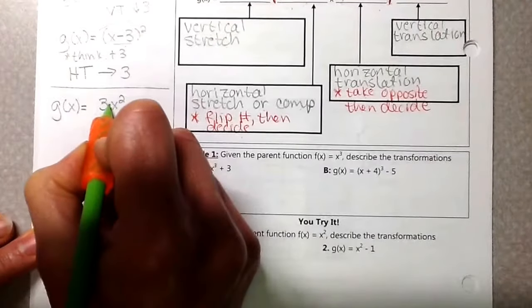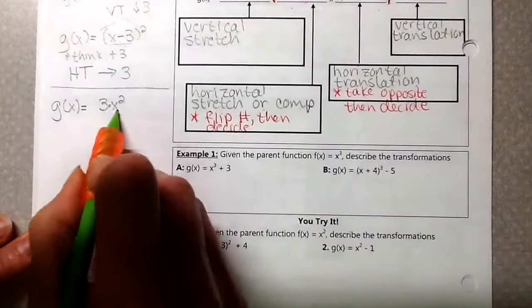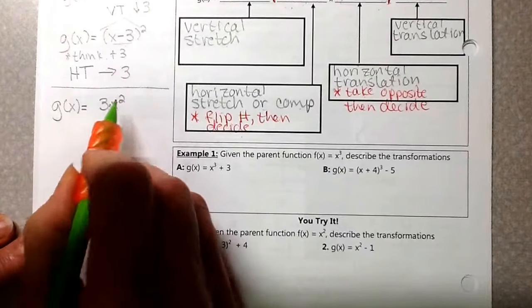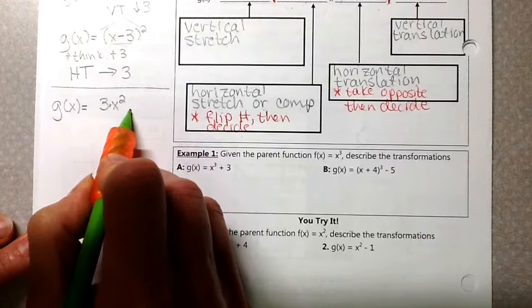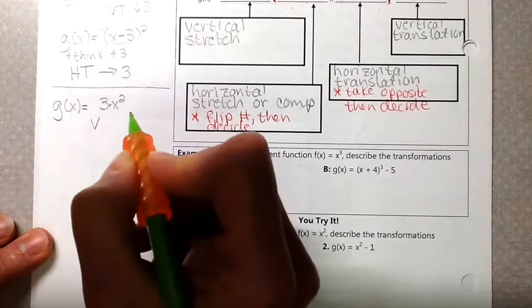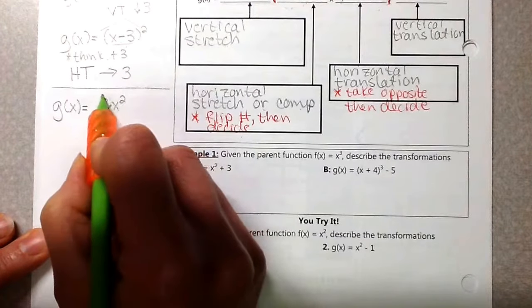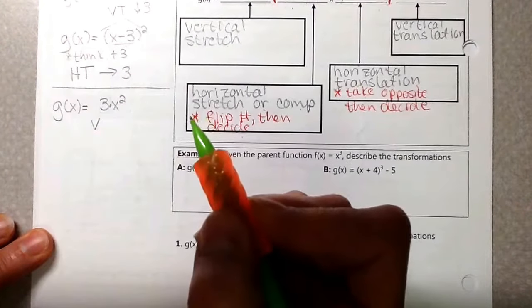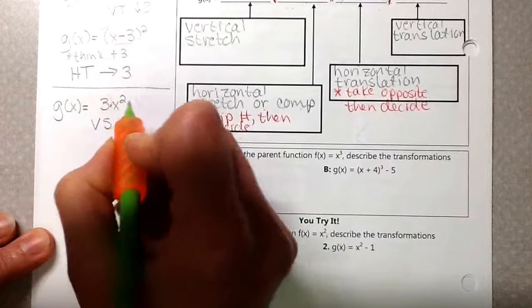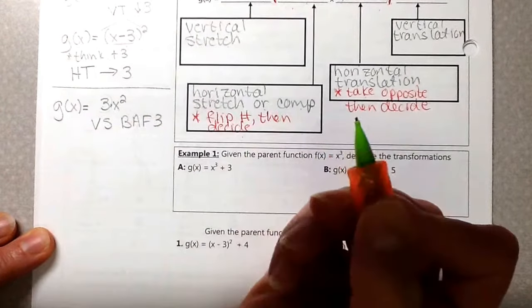Okay, now we're multiplying here, so we know that has to be a stretch or compression, and the location is in front of the x squared and not in the horizontal house of horrors, so it's not horizontal, which makes it vertical. Again, it can just be one or the other. We're multiplying, so we have to decide between stretch or compression. Since this number is larger than 1, it's going to be a vertical stretch, and then we have to say by how much? By a factor of 3.